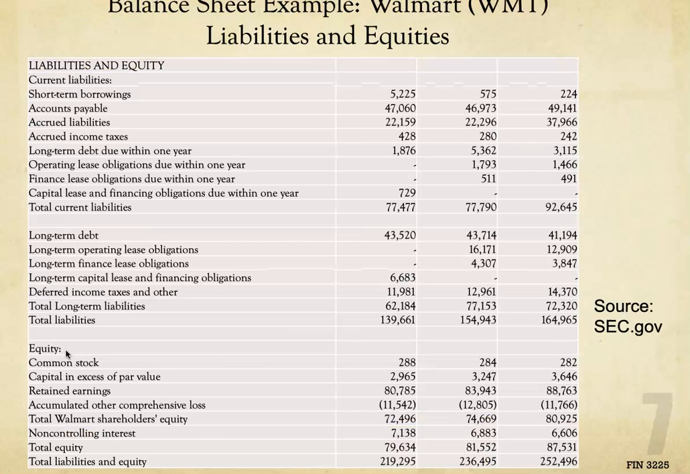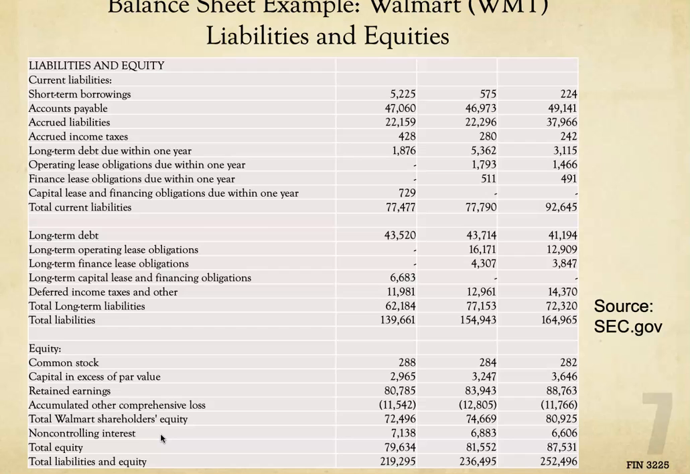Next, we have the liabilities. We have current liabilities, short term, and then followed by the long-term liability, long-term debt. The last component is the equity. We have common stock, capital in excess, retained earnings, and other items.